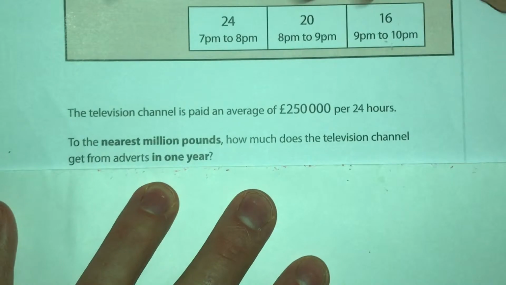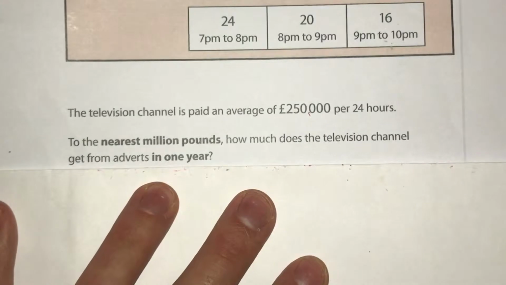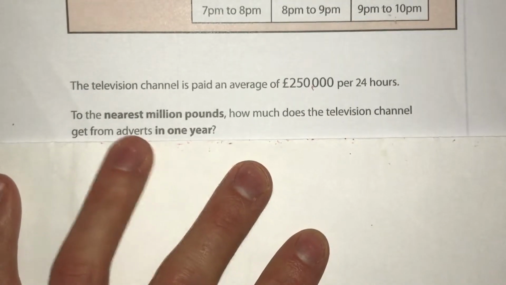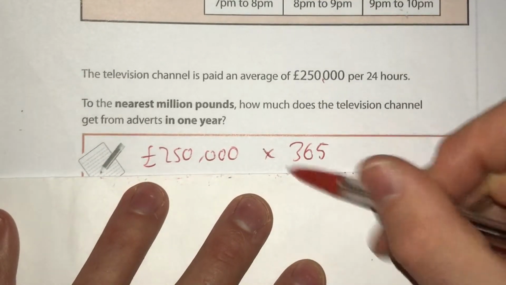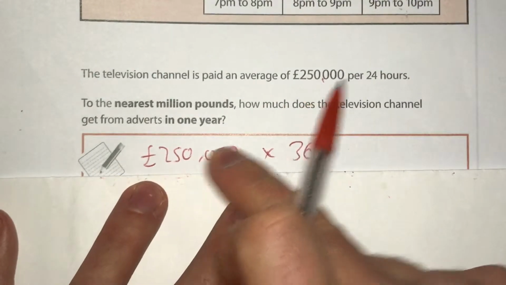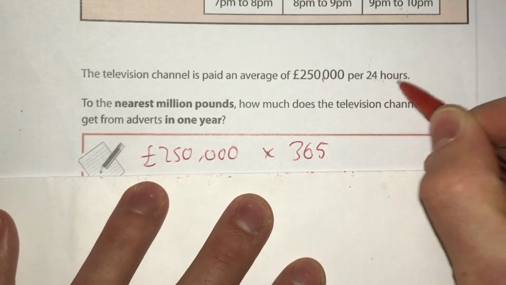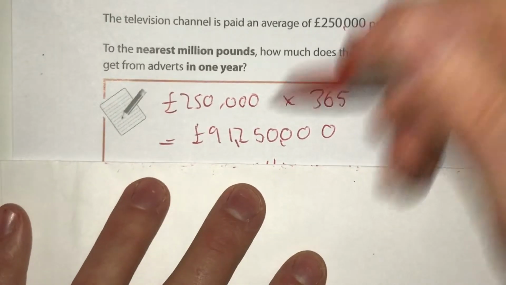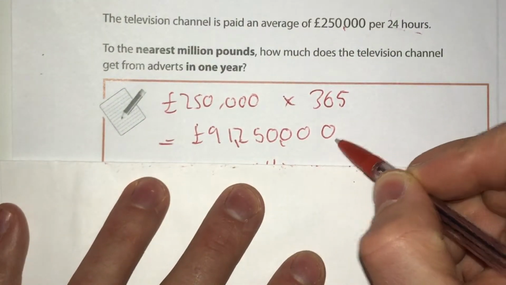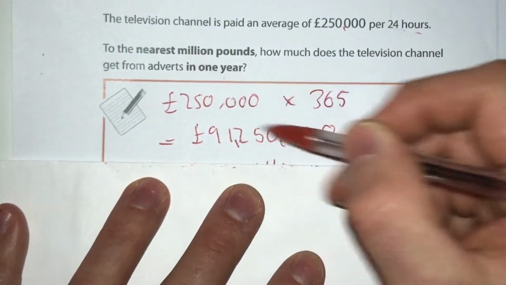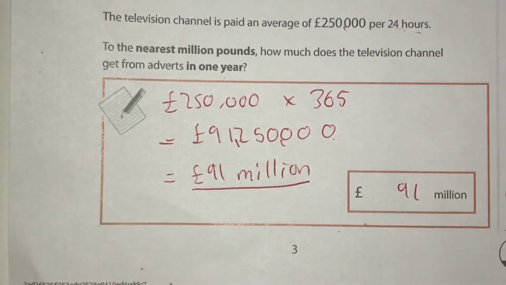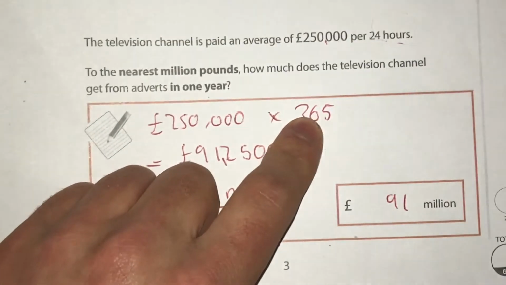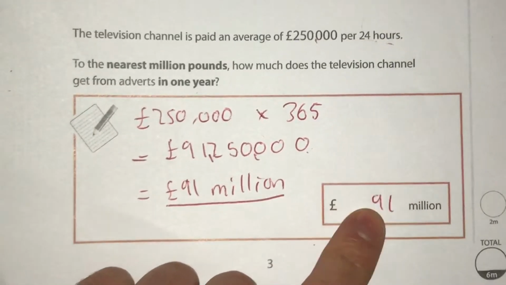A television channel is paid on average £250,000 per 24 hours. To the nearest £1 million, how much would this television channel make from adverts in a year? So how much money would they make? Hopefully you know there's 365 days in a year, which is why I've done 250,000 times 365, because 24 hours is obviously 1 day. With that answer, I've got a nice big number, 91,250,000. Well, to the nearest million, I've got to round this now, 6 digits for million. So would this round to 91 or 92? Well, it rounds to 91 million. So if you try to multiply by the 365, you get a mark, and then your final answer for 91.